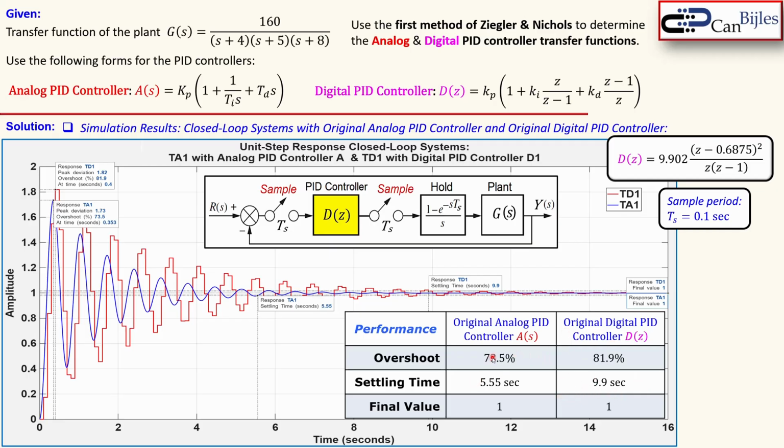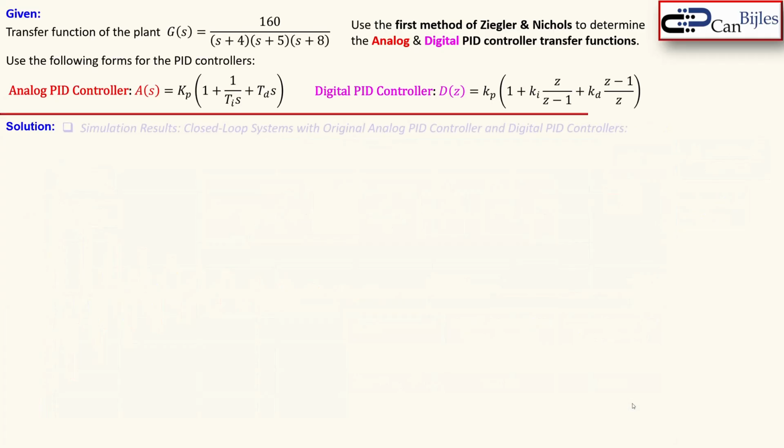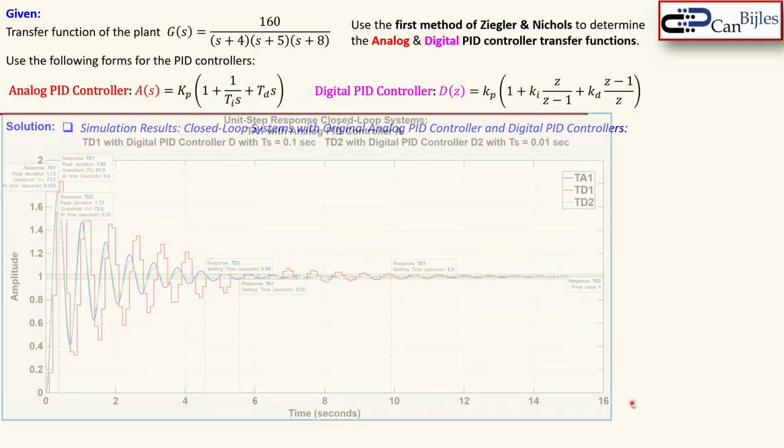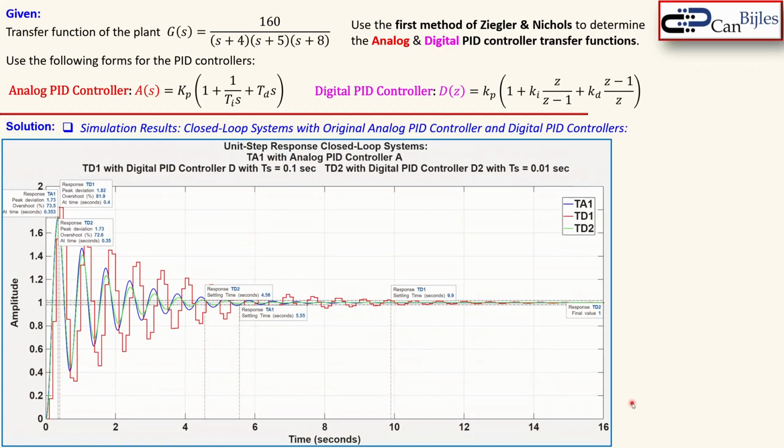So you see it has less performance. The performance is not bad, but not as good as in the analog domain, but we can make it better. How? By reducing this TS. Well, there is a limitation here, so we will also look at that more carefully. Also the final value is 1, so that's actually the same for both of them. Okay, how about that? That's our next step. We would like to see if we can maybe make it better.